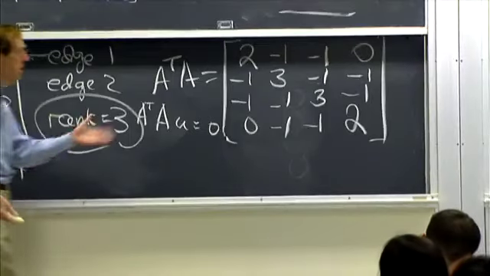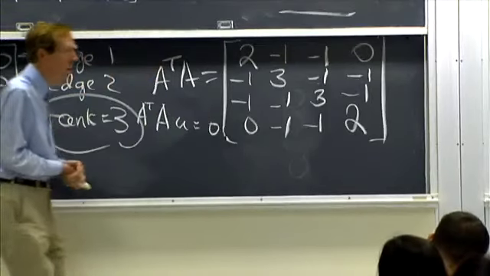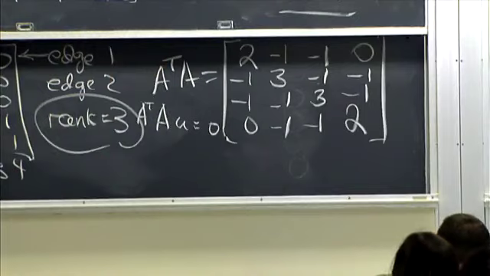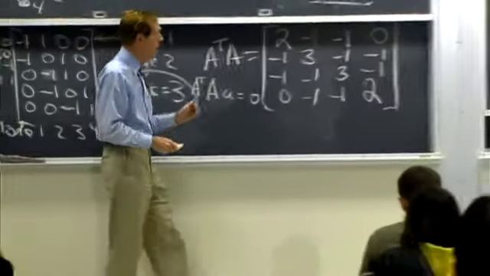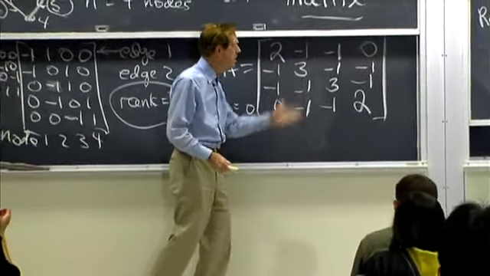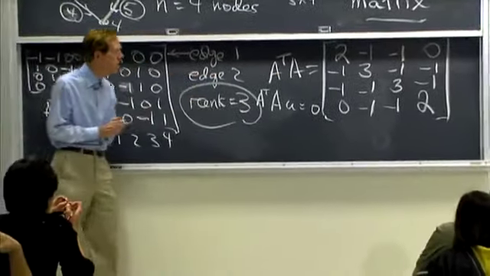What am I saying about the columns of A transpose A? They're dependent. They add up because it's the 1, 1, 1, 1 vector that's guilty. Every row adds to 0.